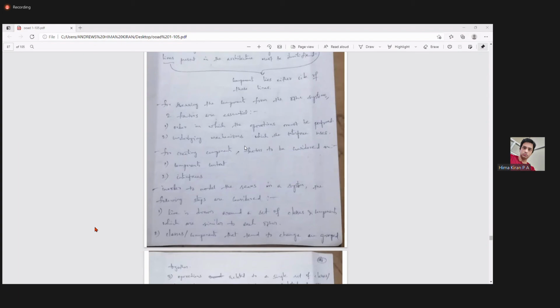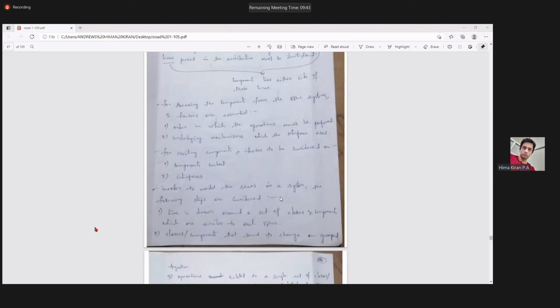Next, for creating components: a component is nothing but an individual part in the entire system. For creating components, the factors to be considered are component context and interfaces. Component context is nothing but how these components are related to one another, which will be explained by using this component context. Interfaces are nothing but what says about the services of a class.